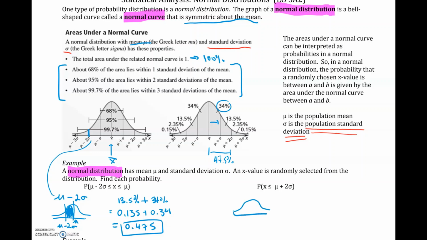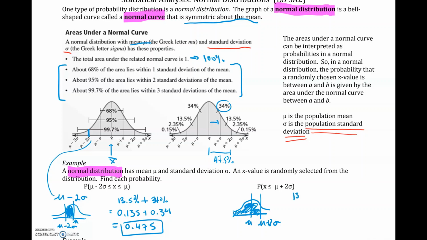Well, if this is my bell curve, here's my mean. Mean plus 2 standard deviations is going to be out here. So there's my mean plus 2 standard deviations. And there's no lower boundary. That means we're looking at everything to the left of mu plus 2 sigma. So I can look back at my chart here and say, okay, here's mu plus 2 sigma. I'm going to add every single one of these values to the left of it.